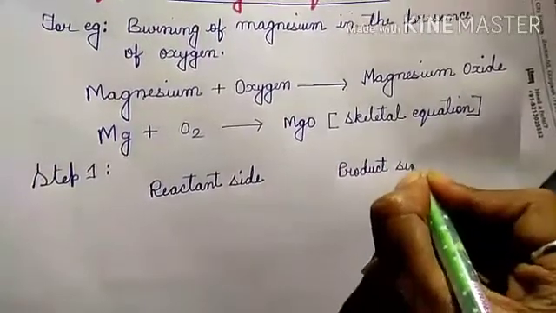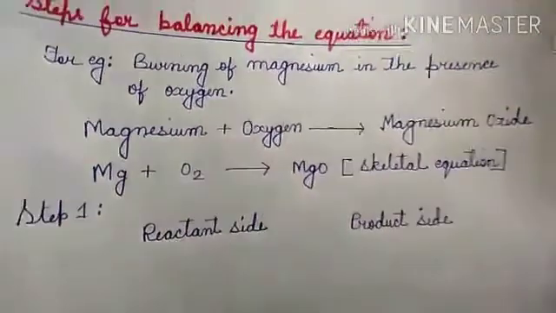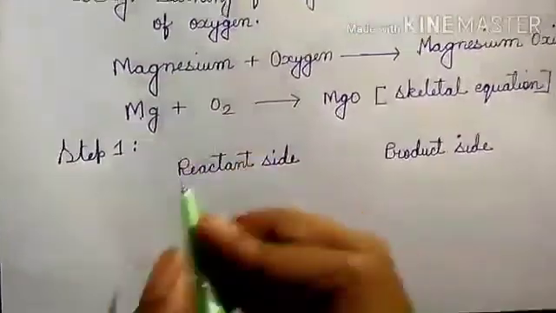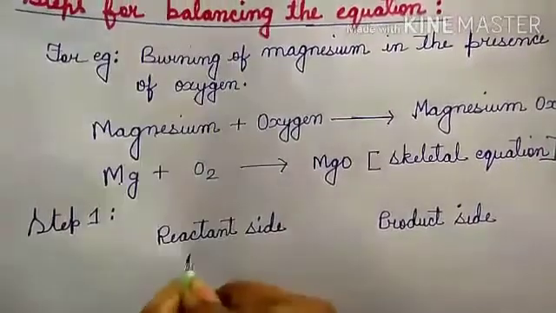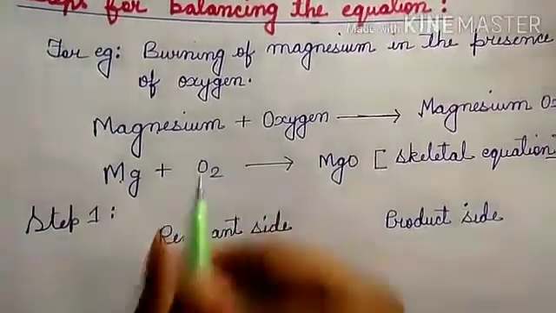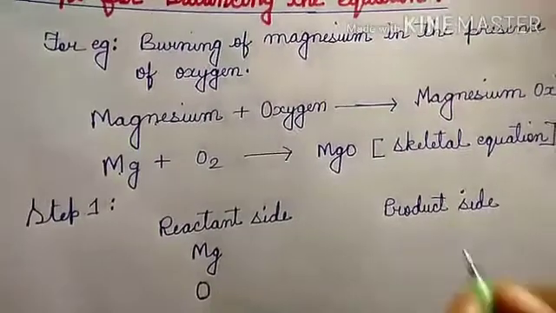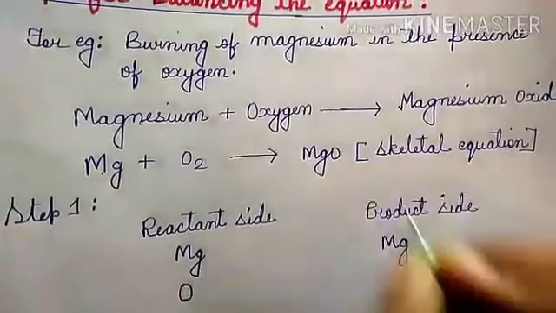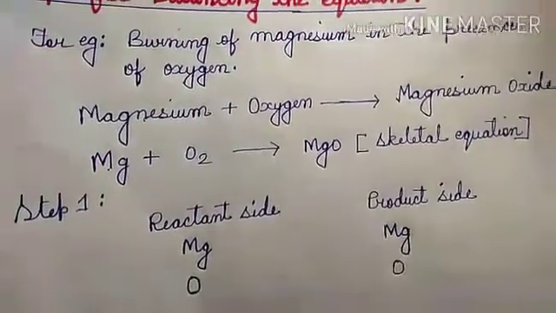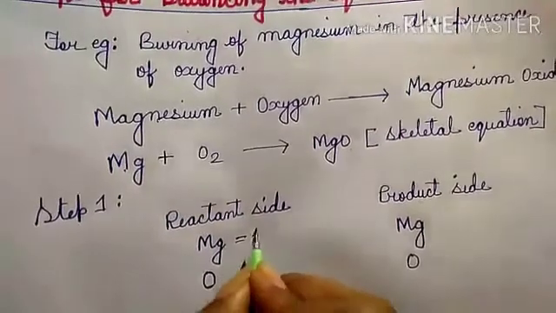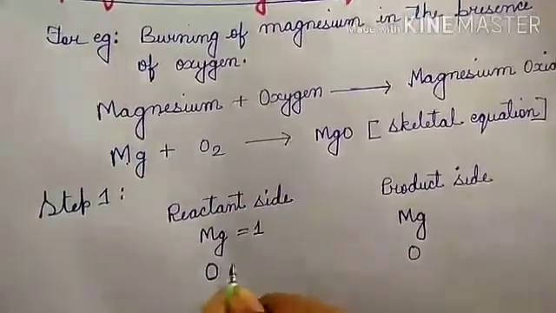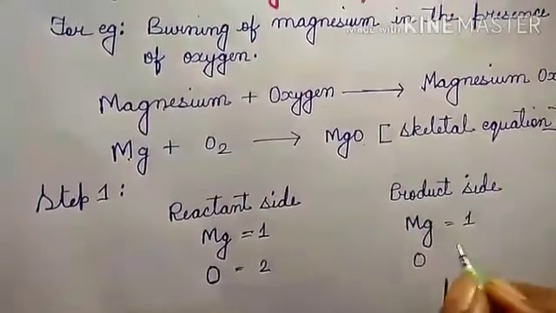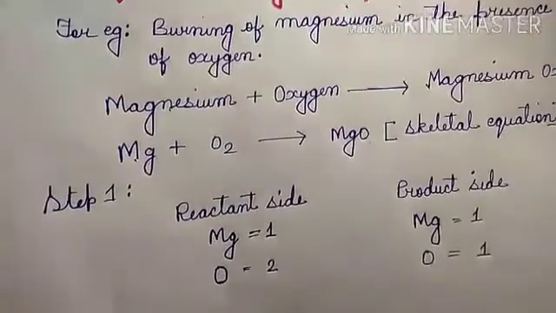Now in the reactant side, we know that there is magnesium and oxygen. Now see how many atoms of magnesium are in the reactant side? 1, and oxygen 2. Okay. Now in the product side, the number of magnesium is 1 and the number of oxygen is also 1. Therefore, we can see that there is an extra oxygen atom present on the reactant side, isn't it?